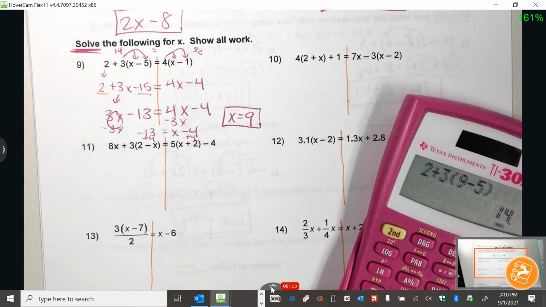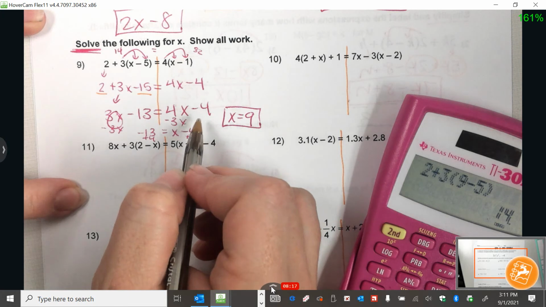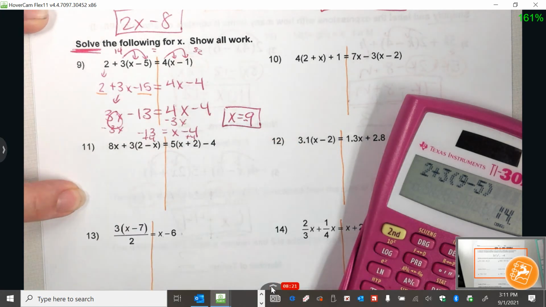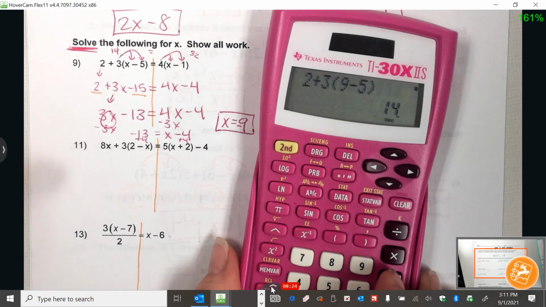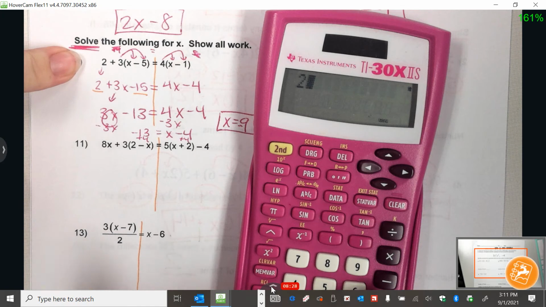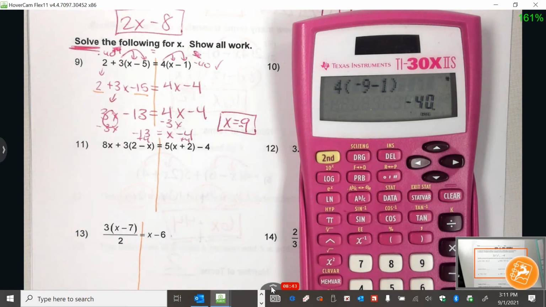Y'all, when I tell you I make mistakes too, I'm not lying. Okay, I missed a negative somewhere. So that was negative 9. Negative 13. Haha. Okay, it's negative 9. I was like, I swear I did my math right. So let's try to plug in that negative 9. Sorry about that, y'all. 2 plus 3, negative 9 minus 5. So negative 40. And then 4, negative 9 minus 1. Makes more sense. Negative 40. So it is correct.